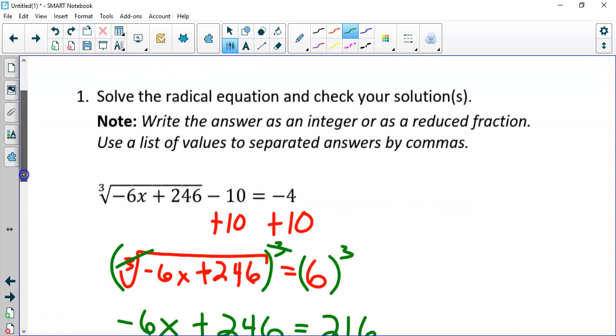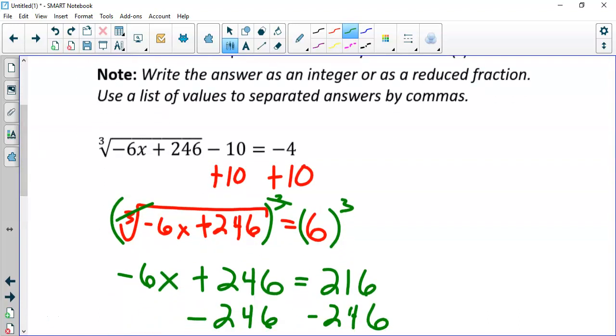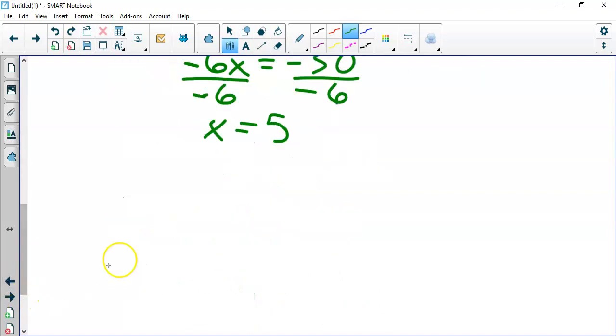So if I come up here and I put 5 in, what's negative 6 times 5? Negative 30. What's negative 30 plus 246? It's 216. Yes. What's the cube root of 216? 6. 6 minus 10, is that negative 4? Yes. So this answer is valid.